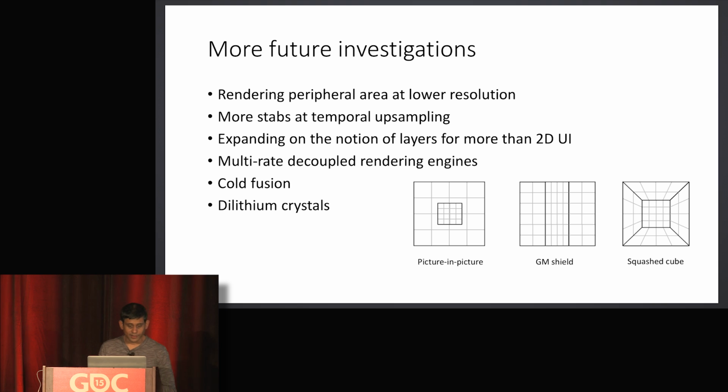We're going to continue taking various stabs at temporal upsampling to see if there are ideas and algorithms that work in certain cases that help. We're also looking into expanding the notion of layers to more than just 2D UI and see what else we could do there. One of the areas that I think will be very interesting to pursue is this notion of multi-rate decoupled rendering engines. Could we look at ways where certain parts of the engine processing are happening at a rate that is lower than the full refresh rate?